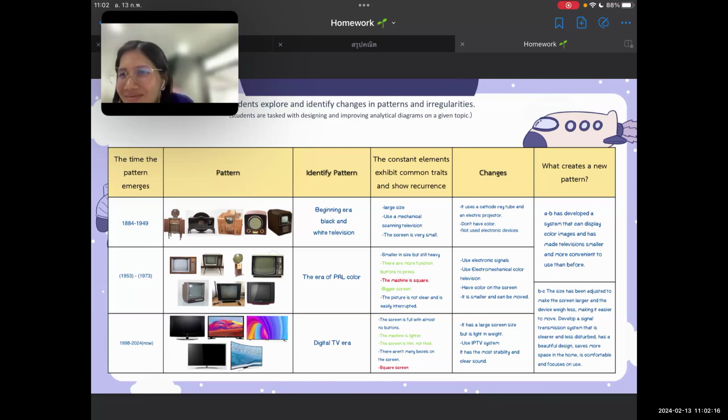And this is the diagram showing the change from pattern A, B to C.